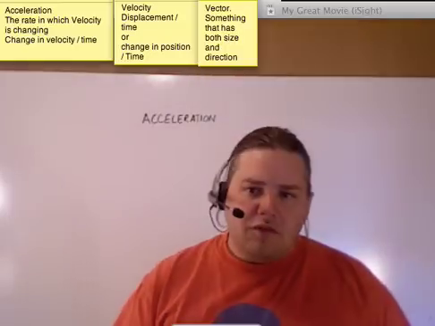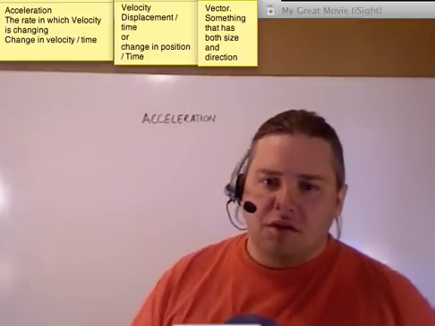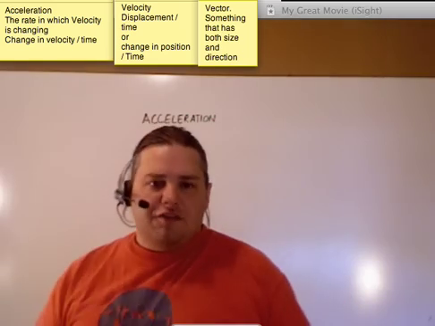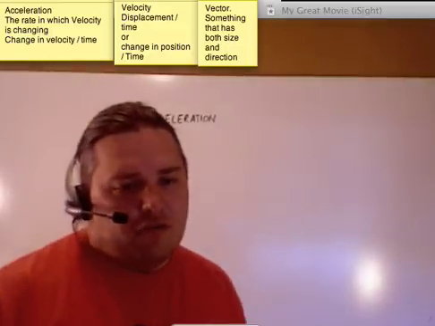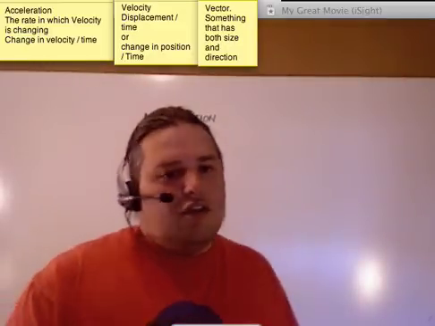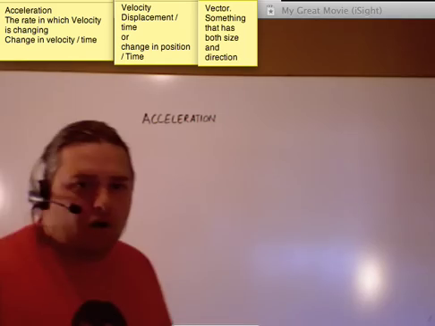Okay, so the next word we're going to talk about is acceleration. We've already talked about velocity, we've already talked about position and how they're related to each other. It turns out that there's a relationship between acceleration and velocity. First, let's talk about the definition.